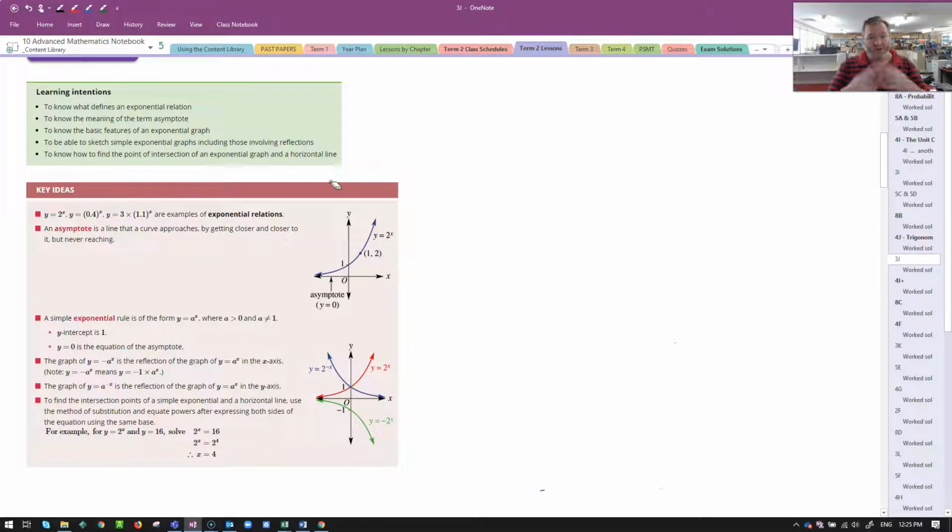How do we know we can do this? Well, if I've got two variables, I can represent it in two dimensions. If there's a mathematical relationship between them, I can represent it on the Cartesian plane. And this is something we want to do. So what are exponential relations?